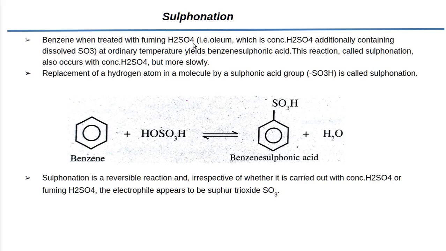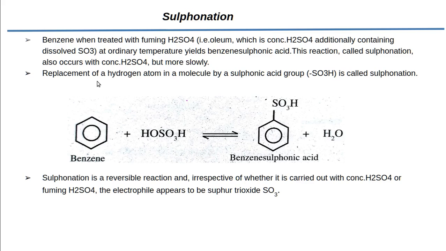Why is it called fuming sulfuric acid? Oleum is known as fuming sulfuric acid. Oleum means a solution of concentrated sulfuric acid which contains dissolved sulfur trioxide. So on contact with air, oleum liberates the dissolved sulfur trioxide. Then when SO3 is exposed to air, it rapidly takes up water from the atmosphere, that is moisture or any water vapor, and it gives off white fumes. That is why the name fuming sulfuric acid. So usually we use fuming sulfuric acid for sulfonation reaction.